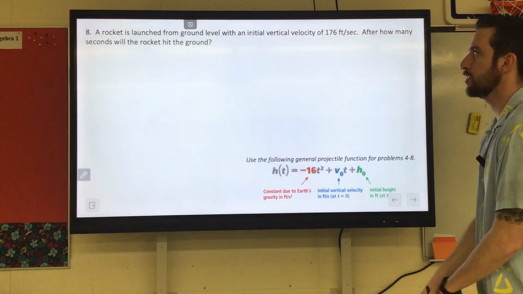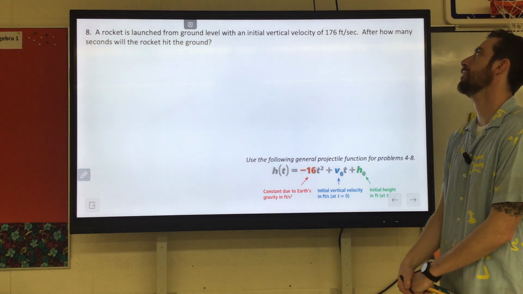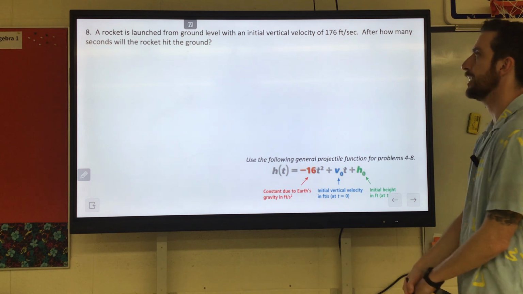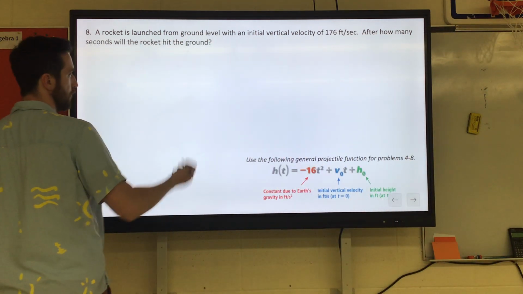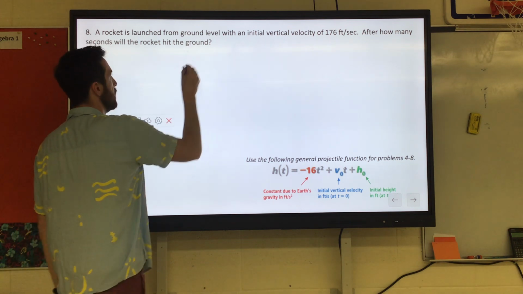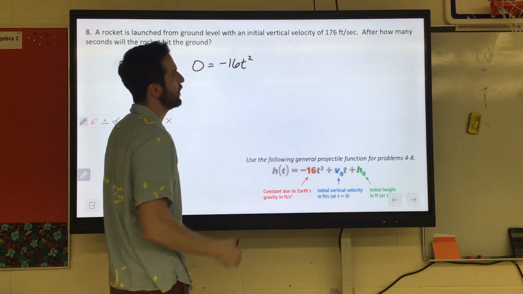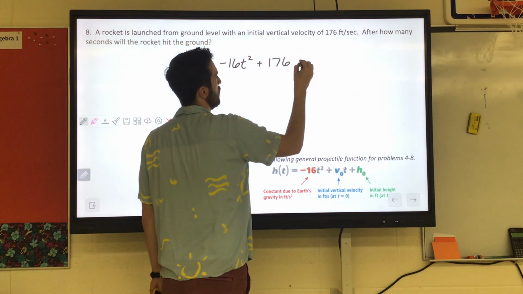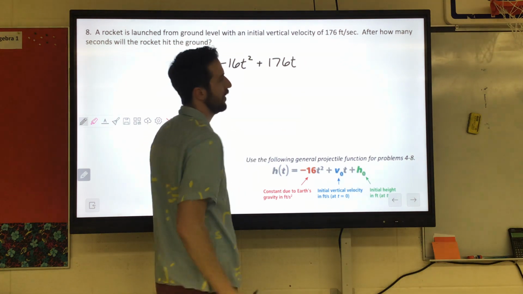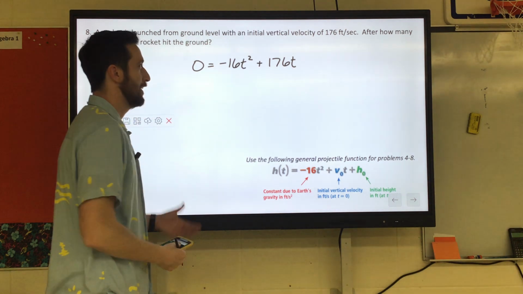Last one. A rocket is launched from ground level with an initial vertical velocity of 176 feet per second. After how many seconds will the rocket hit the ground? So we're looking for when its height is 0. We got the negative 16t squared built into the formula, and now we have this 176 feet per second velocity. It's shot from ground level, so you would have a plus 0 back there.